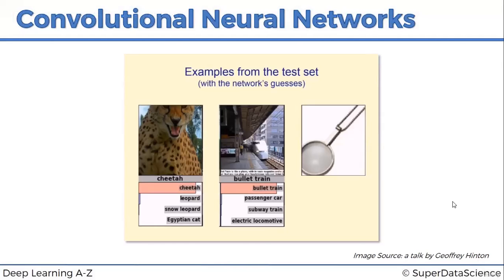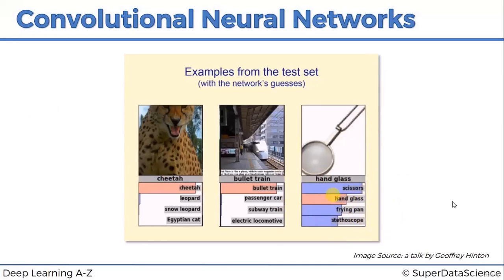So what do you think the last one is? There are a couple of options. It's not very clear what it is, right? It could be a frying pan, a magnifying glass, or maybe even a pair of scissors, some might say, right? Well, the neural network said it was a pair of scissors. But you can see how you can go wrong here.